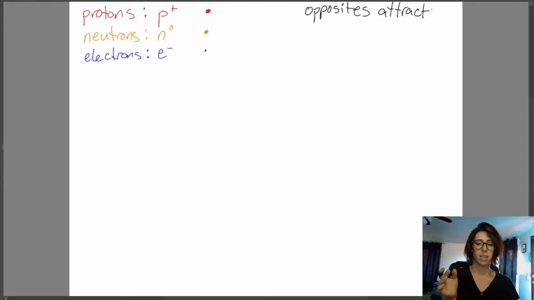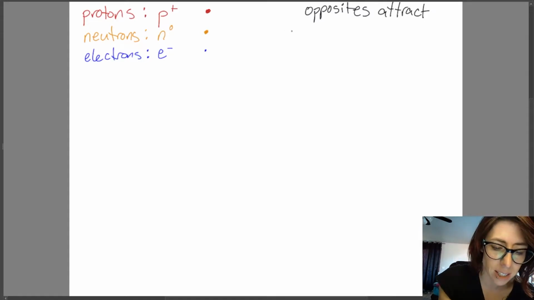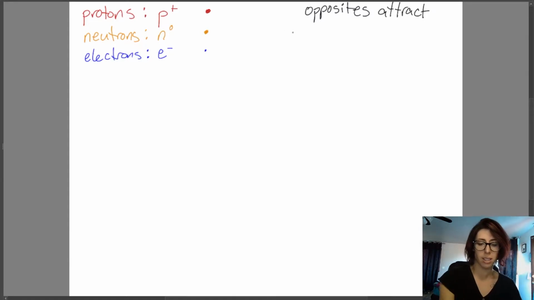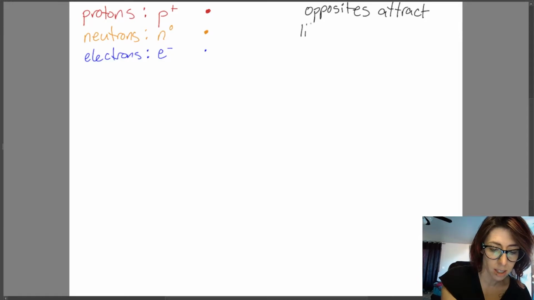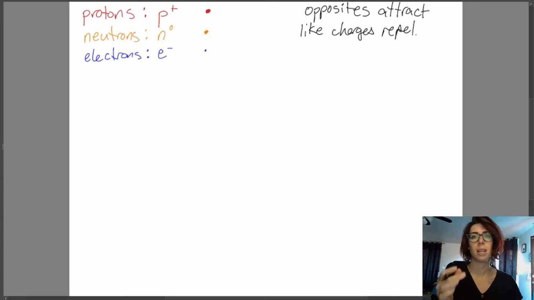That means that electrons are attracted to protons and vice versa. Another thing is that like charges repel. That means that electrons repel other electrons and protons repel other protons.